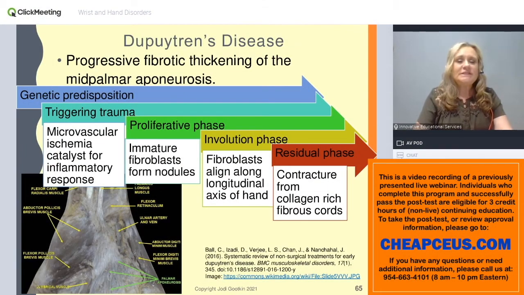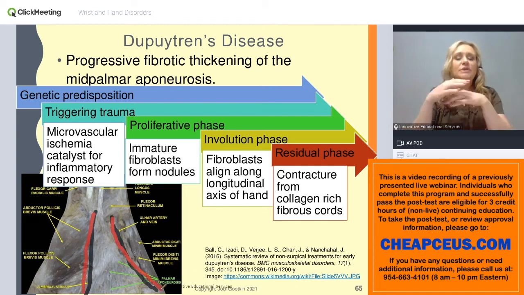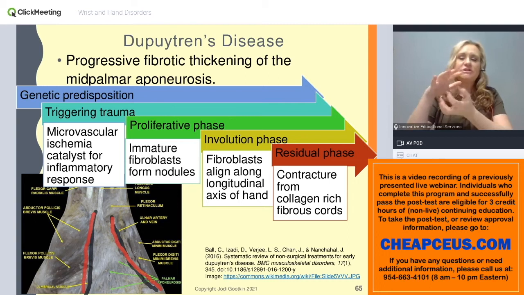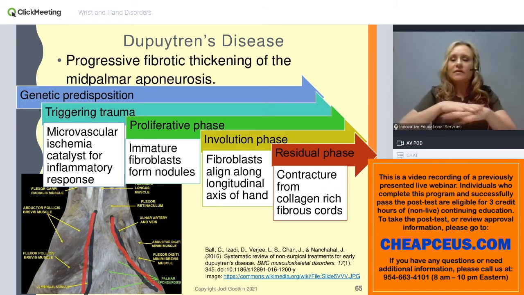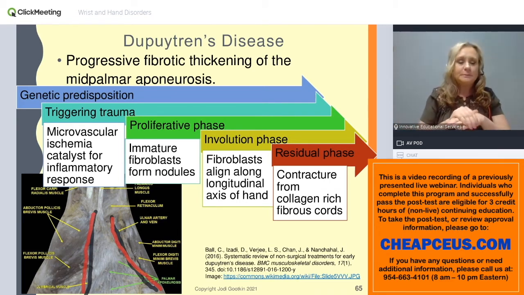Dupuytren's disease is our next condition. Now we're moving on to the fascia of the hand. When we look at the role of the fascia in the hand, this is going to provide a layer of thick tissue that is going to have communications coming up into the skin. So when we go to open that jar or create force across our hand, we don't just have all our layers of tissue sliding on each other.